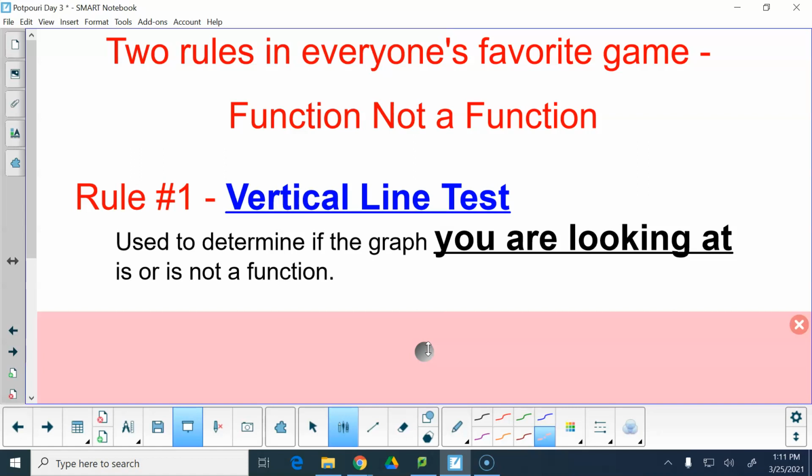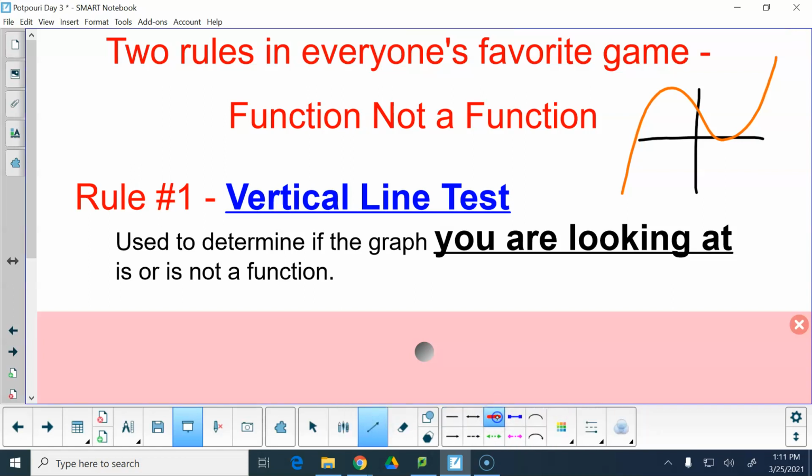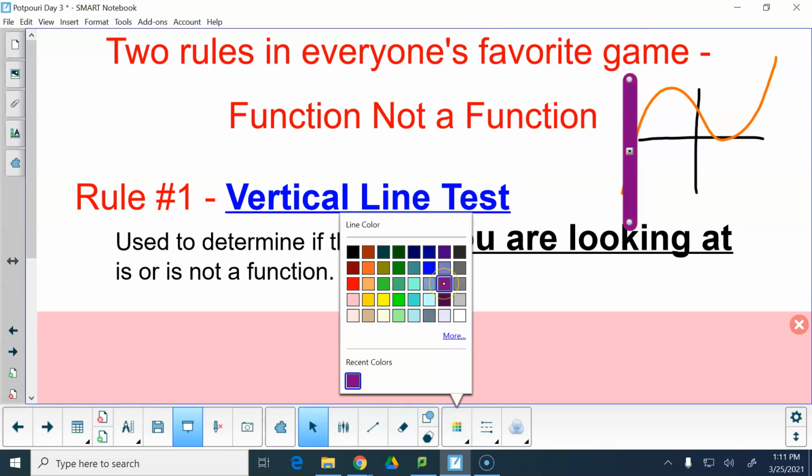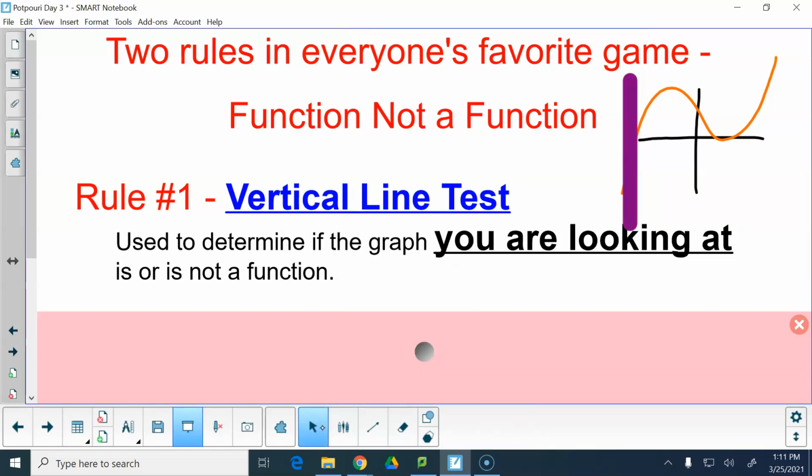So for instance, if we had that, drop a little vertical line action on that. Actually, I should go a different color. Too much red. A little purple. So that one's only ever touching one spot all the way through, right? So that's a function, right? Passes my vertical line test.